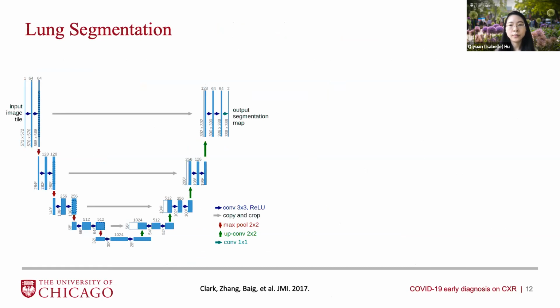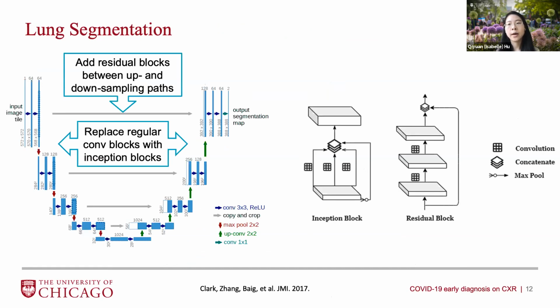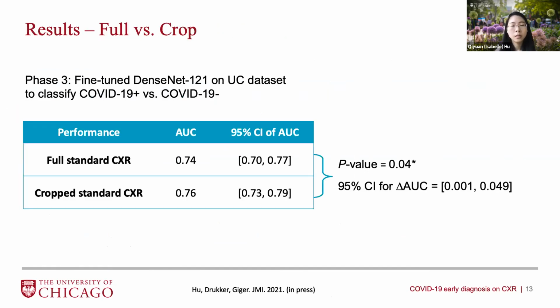The U-Net we used for segmentation was augmented by adding residual blocks between the up and down sampling paths and replacing the regular convolution blocks with inception blocks. When using full standard CXR, we achieved an AUC of 0.74, and when using cropped standard CXR, we achieved an AUC of 0.76, and the difference between the two AUCs was statistically significant.